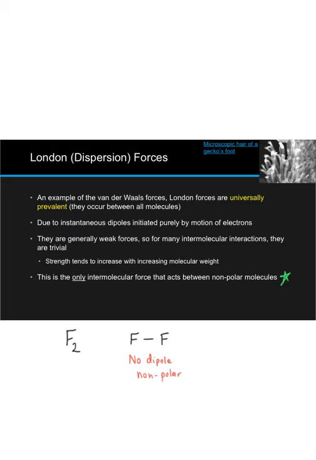Therefore, there's no partial positive, no partial negative side to this molecule. There's no full charge anywhere on this molecule. When two fluorine molecules get together, the only intermolecular force that could act between them is London dispersion. Therefore, two fluorine molecules next to each other really don't have a whole lot holding them together. We tend to find fluorine in the gas phase due to the weakness of intermolecular forces of attraction between fluorine molecules.